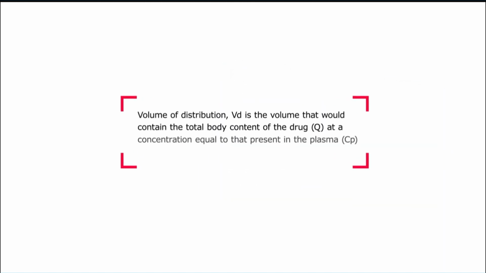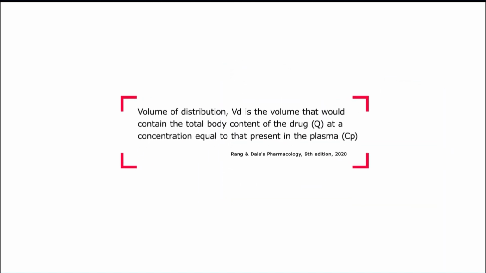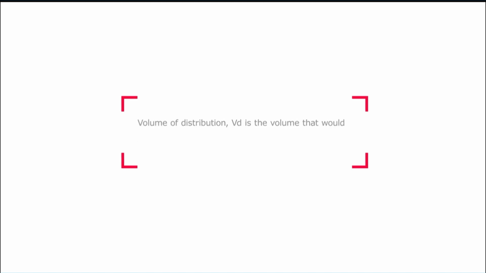According to the Rang and Dale Pharmacology textbook, the apparent volume of distribution is defined as the volume that would contain the total body content of the drug at a concentration equal to that present in the plasma.